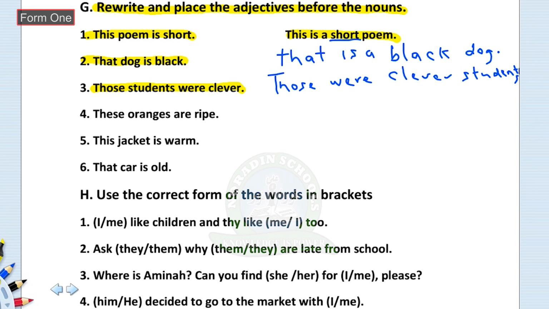Four, these oranges are ripe. Now you have to change the word order. It becomes, these are ripe oranges.